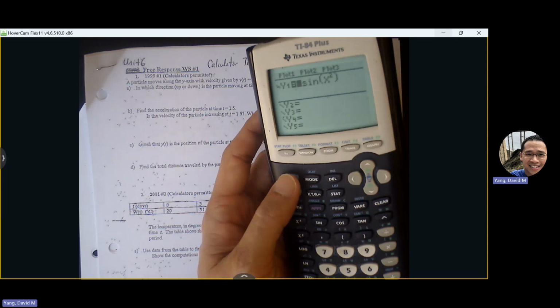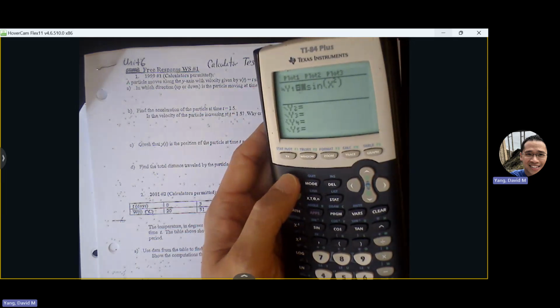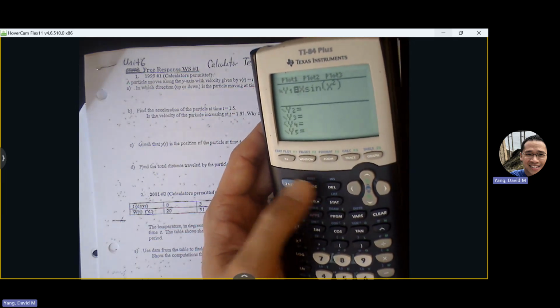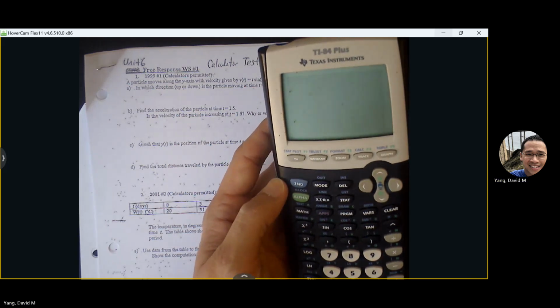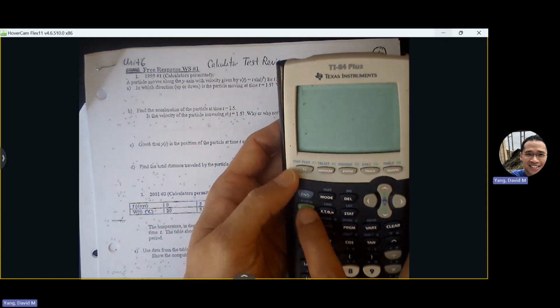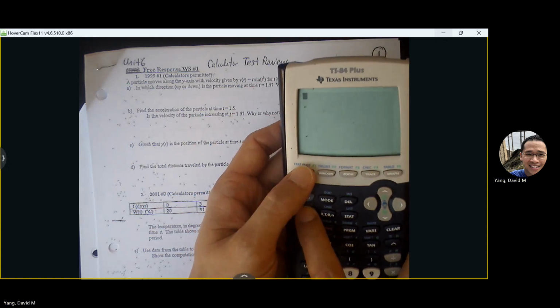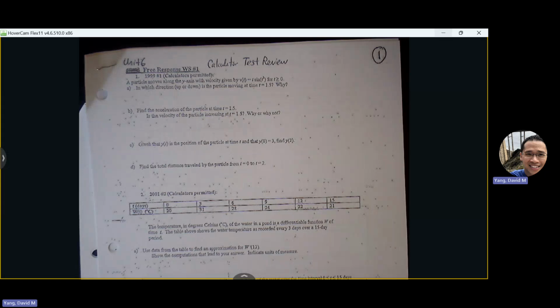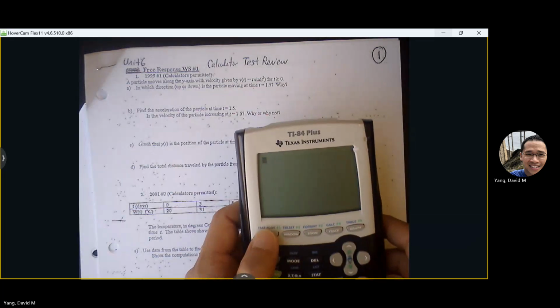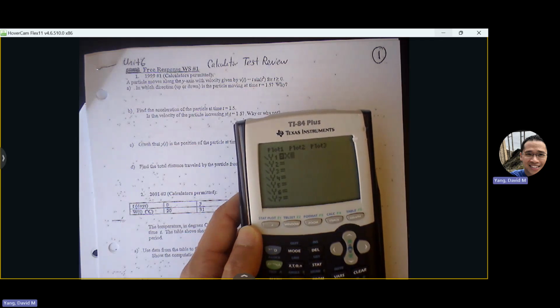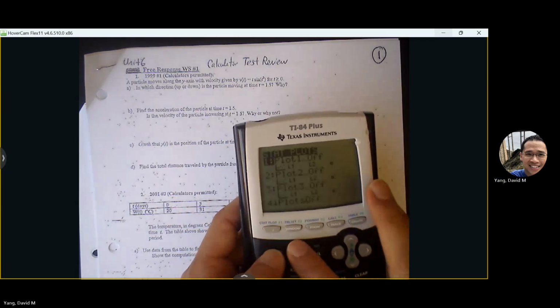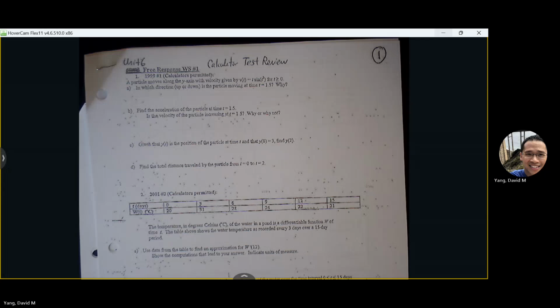Now, to plug this in without having to do it one at a time, go to second mode, which takes you back to your home screen. I think most calculators have this feature. I'm using an older one. Let me try again. X sine x squared. Okay, yeah.